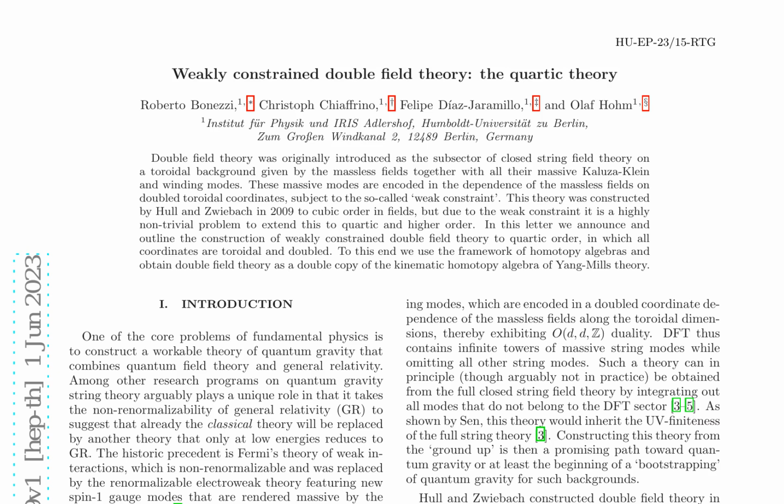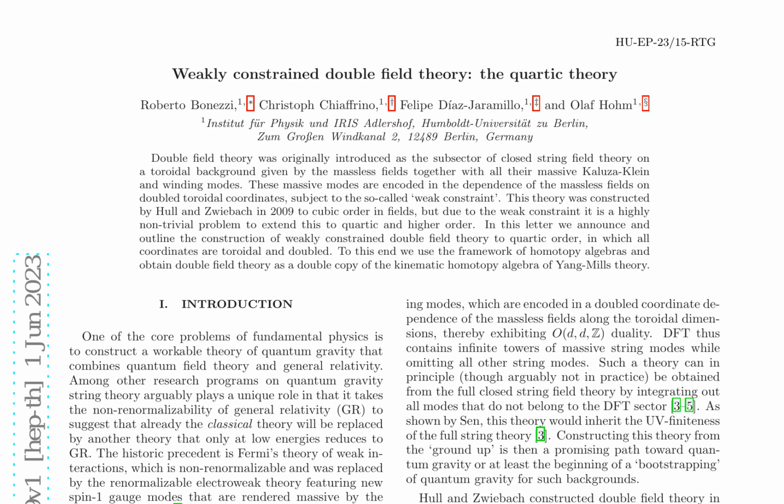Developing a workable theory of quantum gravity remains a significant challenge, particularly when extending double field theory beyond cubic order. Double field theory, a promising subsector of string theory, encompasses universal massless fields and all their massive Kaluza-Klein and winding modes. However, implementing the weak constraint in a non-trivial manner is crucial to extend the theory to quartic order.